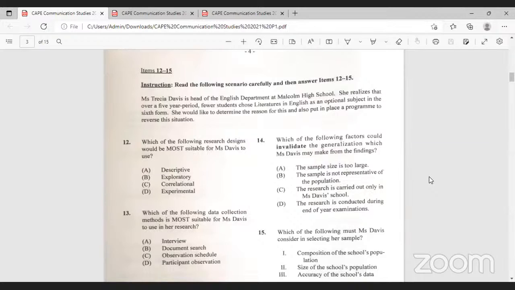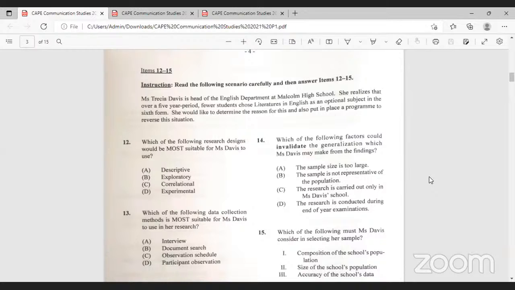She realizes that over a 5-year period, fewer students chose literature in English as an optional subject in sixth form. And so she would like to determine the reason for this and put in place a program to reverse the situation. And this is the 2021 paper. So a good amount of these papers might come back for this year, or they take 1 or 2 sections and just put it back.